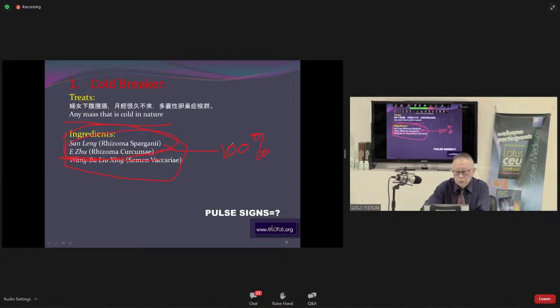This two combination for all kinds of pulse. Okay, this is 寸关尺. The lump can be here, between 寸 and 关, or between 关 and 尺, which is very commonly seen here, and can be here. This can be on the left-hand side or right-hand side, all possible.